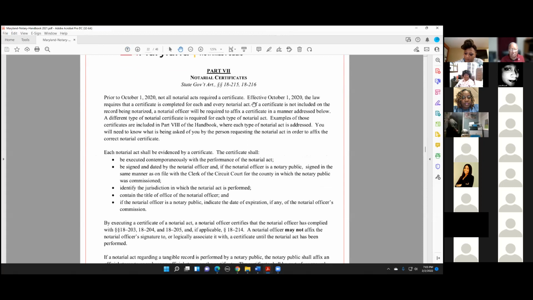Effective October 1, 2020, the law requires that a certificate is completed for each and every notarial act. You understand that, right? If a certificate is not included in the record being notarized, and that goes back to your question, Adrian, a notarial officer will be required to affix a certificate in a manner addressed below. And there's a different type of notarial certificate required for each type of notarial act. Do you remember the certificates that we went over last week? If not, let's take a look here.